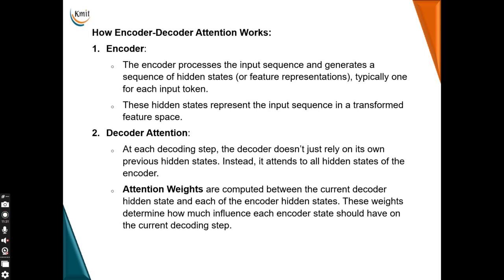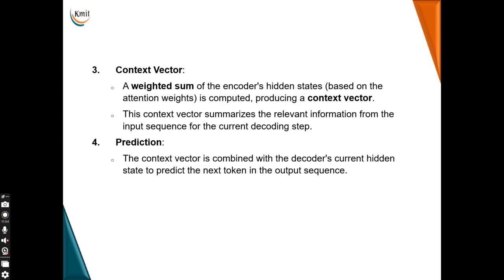So, come back to this one. The hidden state at the decoder is not simply relying on its own previous hidden state, but it is also considering the hidden state of the encoder. And the attention weights are computed between the current decoder hidden state and each of the encoder hidden states. And what are these weights doing for us? These weights are helping us to know which parameter should be considered with high weighted value, and the inputs with low weights can be neglected. Context vector is the weighted sum of the encoder's hidden states. And what are we trying to do with the context vector? The context vector is summarizing the relevancy information from the input sequence for the current decoding step. The context vector combined with the decoder's hidden states will help us to predict the next token in the output sequence.